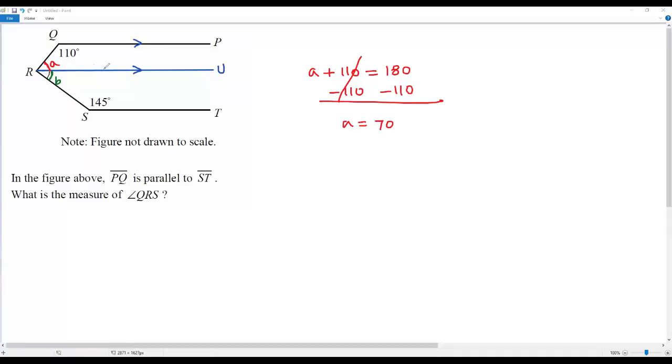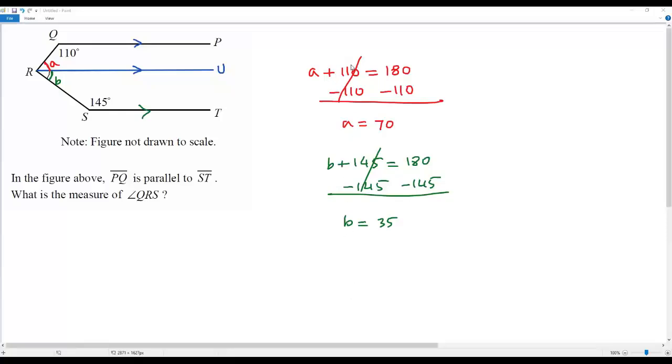So already we know that RU and ST are parallel. Since RU and ST are parallel, this RS is called transversal and the angle measure over here and the angle measure over here are consecutive interior angles and they must be supplementary. So we have B plus 145 equals 180. Okay, to solve for B, we have to subtract 145 from both sides. When I subtract 145 from both sides, this positive 145 and negative 145 will cancel out. So I am getting B is equal to, when I subtract 145 from 180, 35. Okay, now I got the value of A and I got the value of B.